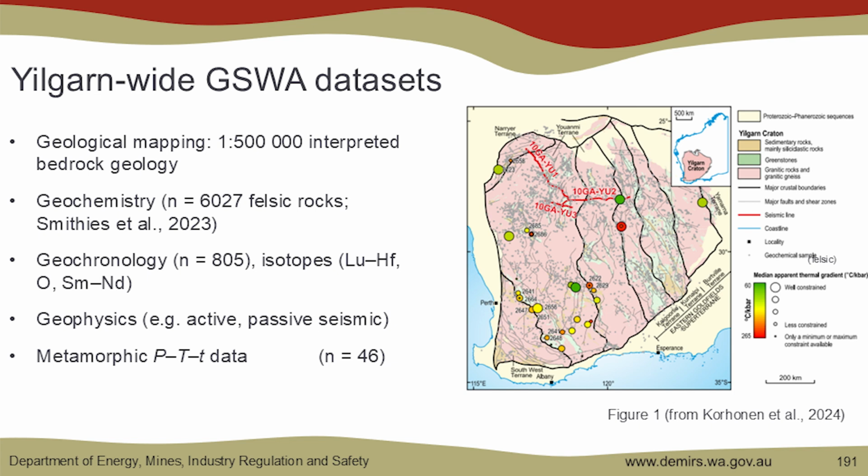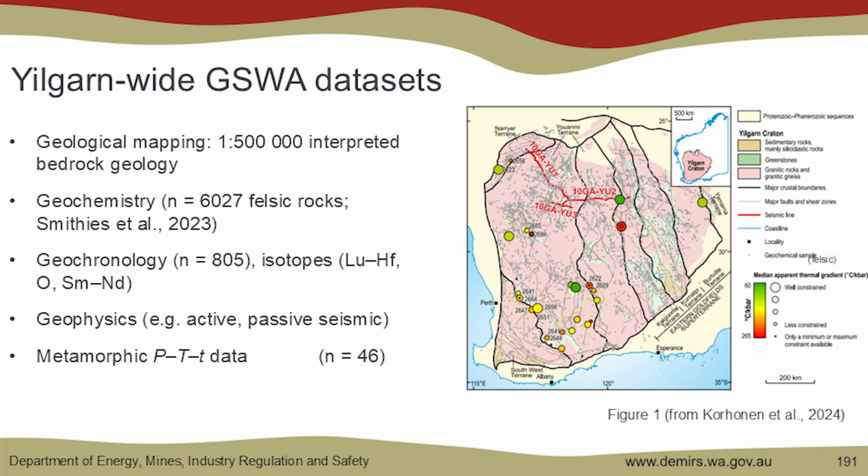So the Yilgarn, of course, has been a very important area of work for us for several decades. So we have extensive, high-quality craton-wide data sets to work with. So this figure on the right summarizes the key data sets that were used in this work. Obviously, the interpreted bedrock geology, which is the base map on this figure, is very important. The little gray circles are geochemical data points. The ones shown on this figure are felsic granite compositions, but there were thousands of other lithologies that were included in this work that aren't shown on this map.